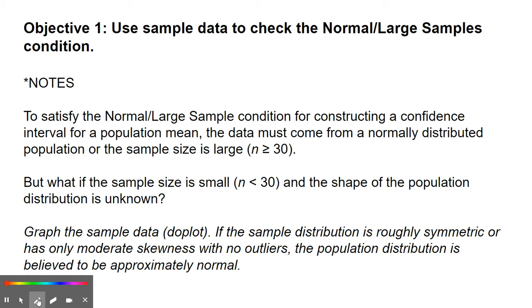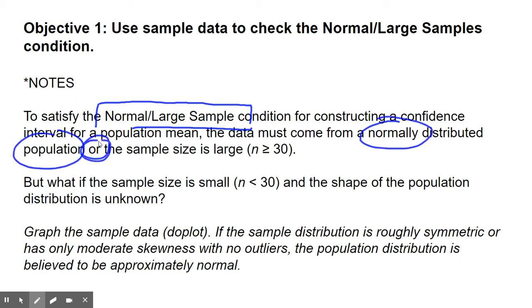So to satisfy the normal large sample condition, we were told that the data has to come from a normally distributed population, right? So for the normal large sample condition, either the population is normally distributed or the sample size is large, greater than or equal to 30 by the CLT, right? But what if the sample size is small and the shape is unknown? What if both these don't work? Is there a third route we can go?